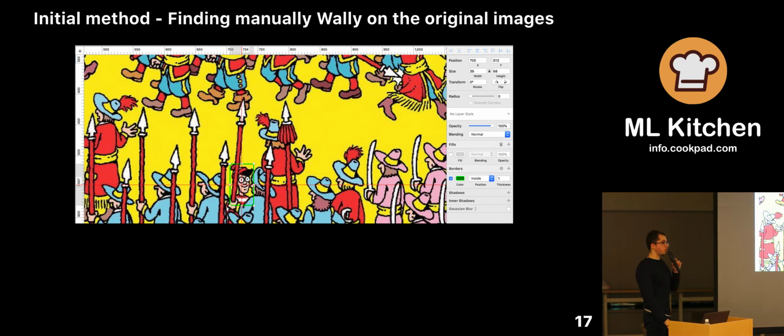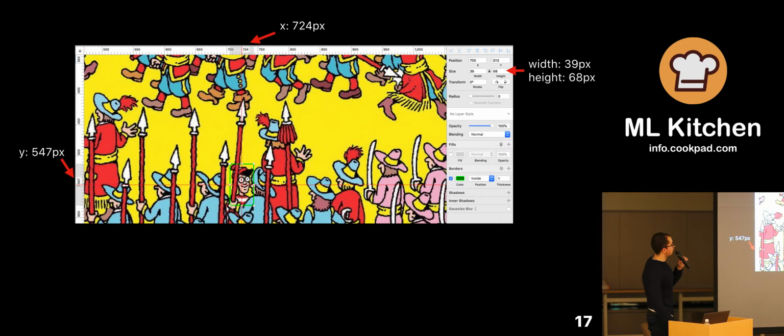So my initial method was this one: finding Wally manually on the original images. For example, I used Sketch for that. I had a bunch of images and I found Wally myself. It was a little bit tedious because I was bad, so it took a lot of time. So you find Wally on the image, you get the coordinates, x, y, width, and height.